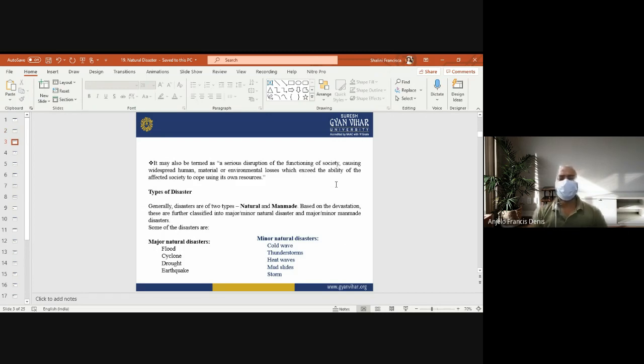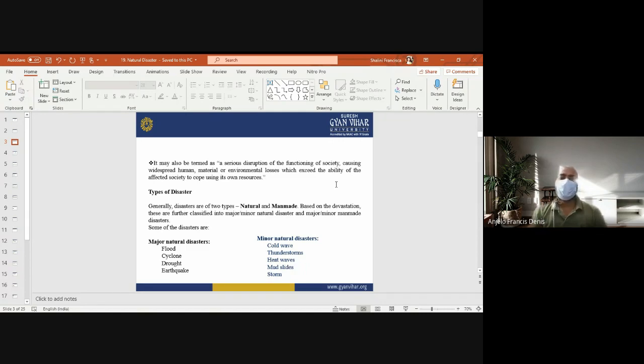It may also be termed as a serious disruption of the functioning of society, causing widespread human, material, or environmental losses, which exceed the ability of the affected society to cope using its own resources. As in the example of the flood in Bihar right now, people are unable to utilize their own resources. Own resources means their own land resource, their own forest resource. Even though they want to use all those resources for several purposes, they are unable to because their entire area is waterlogged, or covered by water.